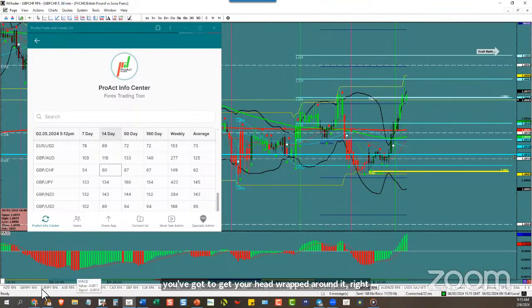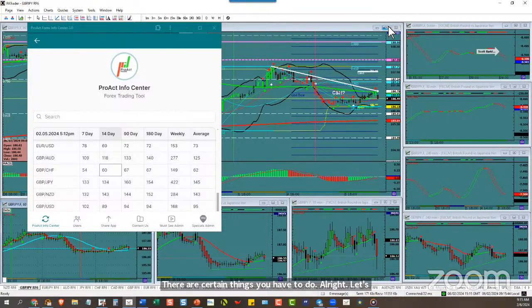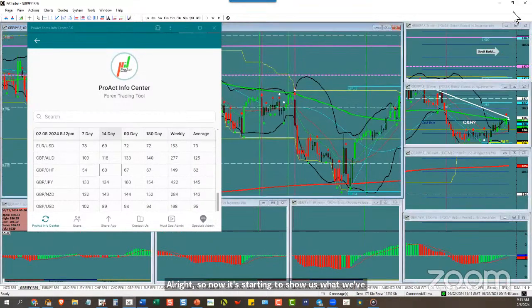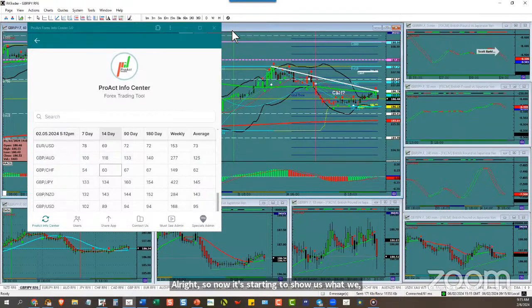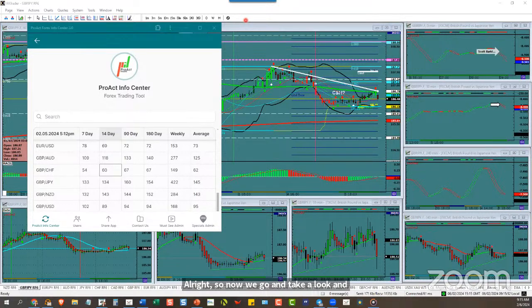All right. Let's go look. GJ, there she is. Okay. All right. So now it's starting to show us what we remember we said one of these is wrong. So now we go over and take a look and see how fast this does. This says, yeah, we're going down. We were curling to go up here, but now it's slowed that mark down. We're going down. We might go down. All right, there we go.